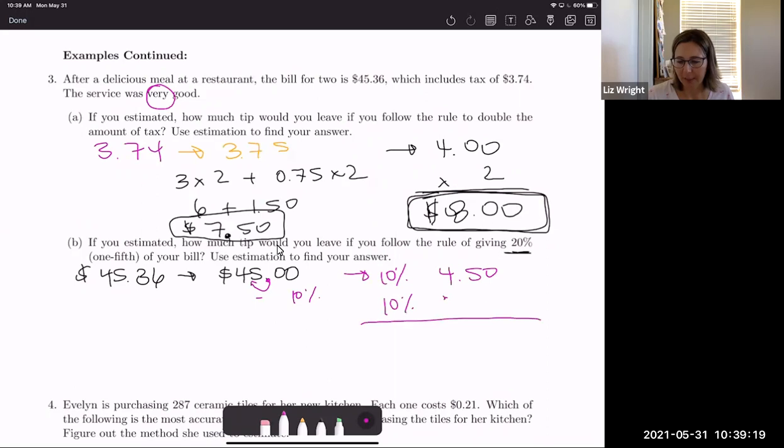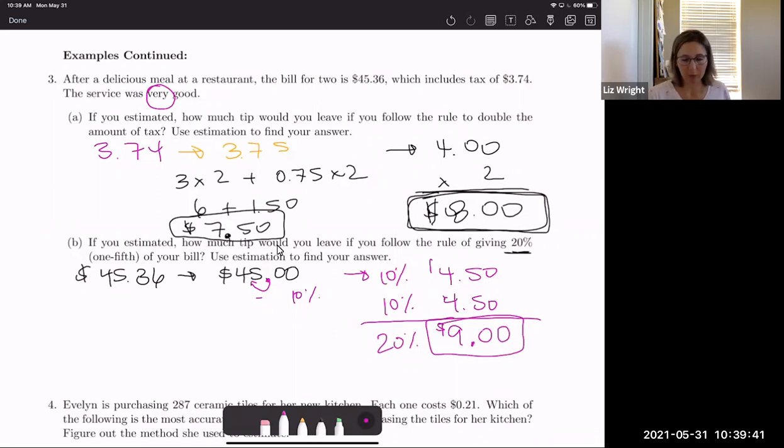And then 20%, if I just do another 10% here, right? If I know that 10% is 4.50, that means another 10% is 4.50, which means 20% is going to be those two added together, which is going to end up giving you $9. And so that's typically how I end up tipping, as I will take and give 20% of my bill.